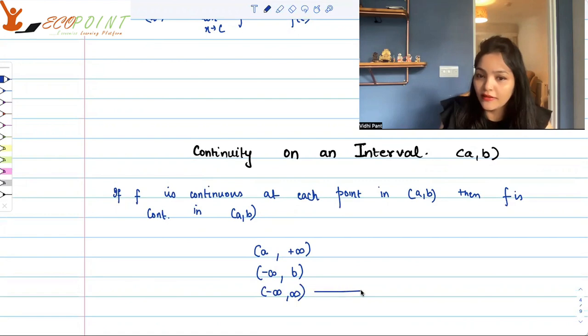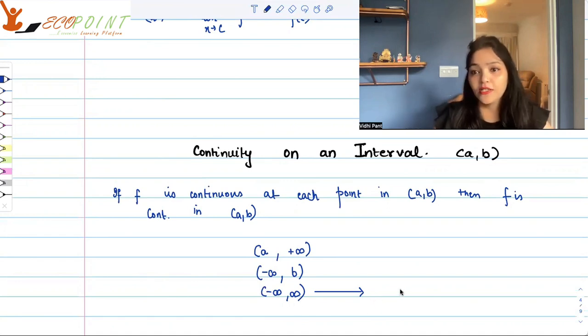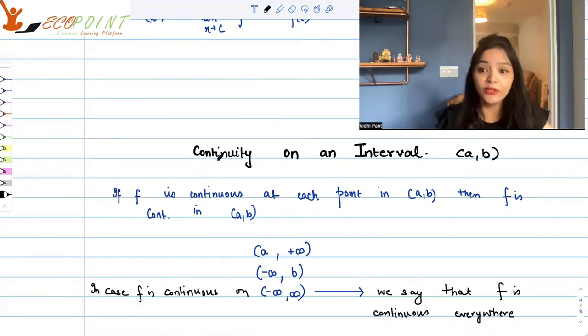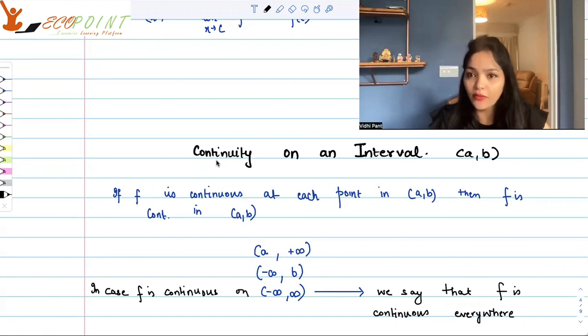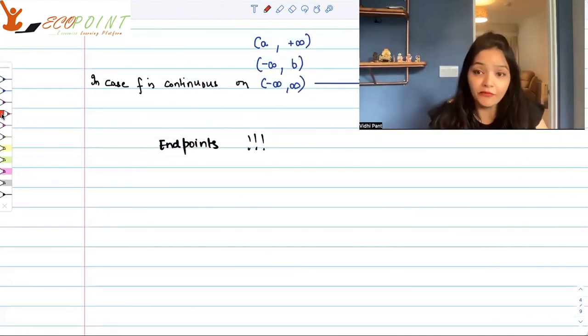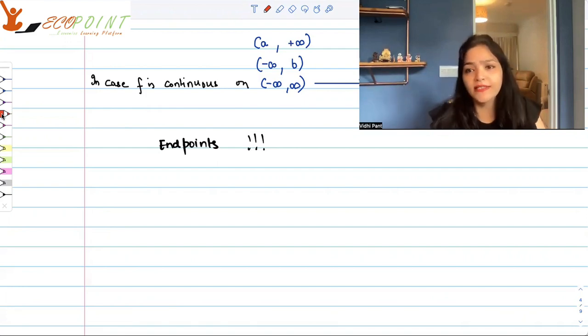And when a function is continuous at every point in minus infinity to infinity, we say that the function is continuous everywhere. So whenever you are asked whether a given function f(x) is continuous everywhere, you would be looking at the entire set of real numbers: is your function continuous there? Now notice something: the definition of continuity itself involves two-sided limits. The left-hand limit is equal to the right-hand limit, and that is equal to the functional value.